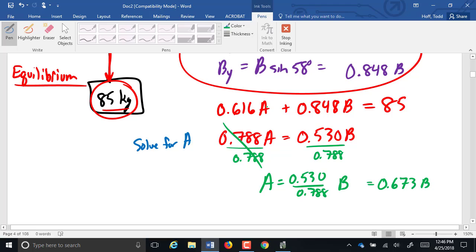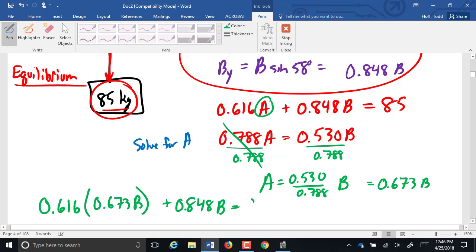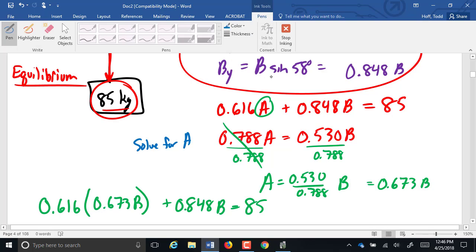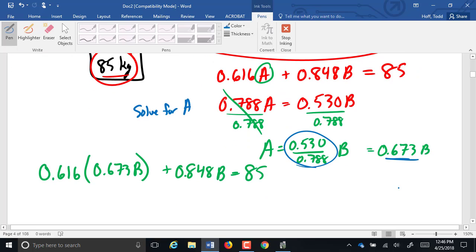So that's going to go in here for A, right? So 0.616 times 0.673B plus 0.848B equals 85. Now you will notice I did not clear my calculator, and there's a good reason for that. I'm going to keep that number, this divisor that we rounded to 0.673, out to a few places. So what I have here is this times that plus this times B equals 85. Does that make sense?